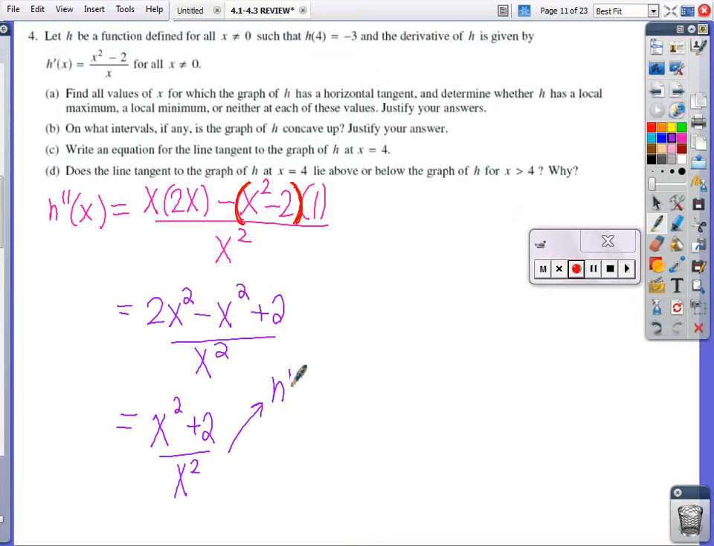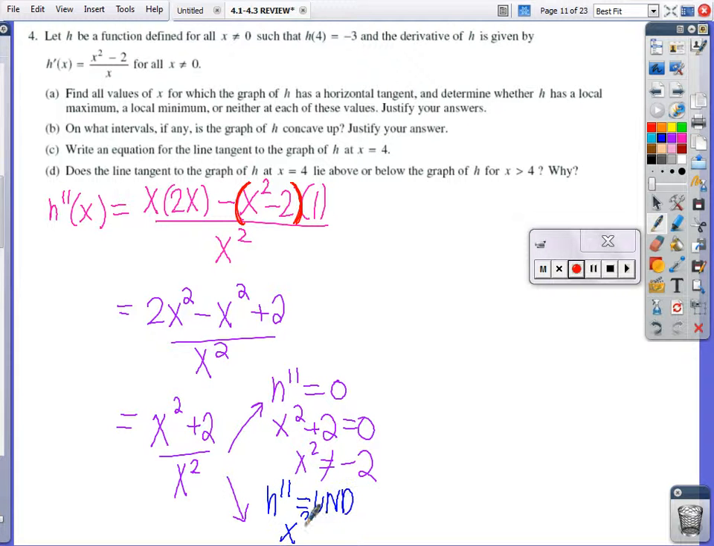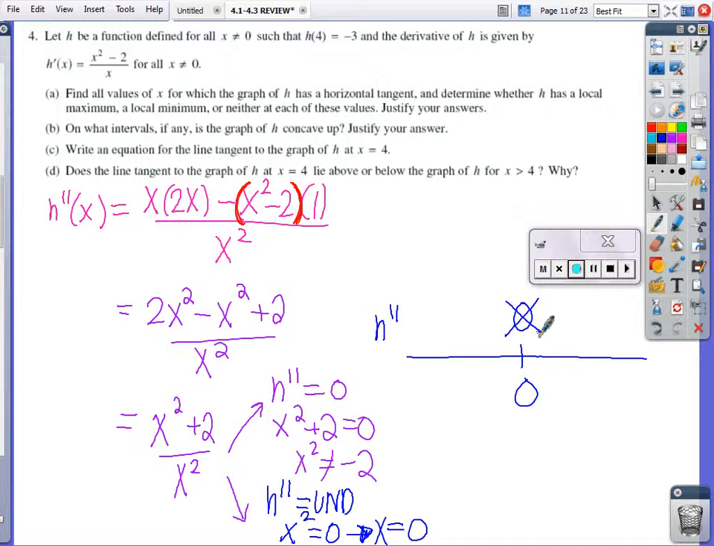I'm going to set h double prime equal to 0 and get that x squared plus 2 equals 0. X squared equals negative 2, but that can't happen. And then we are going to set h double prime equal to undefined, and we do that by setting the denominator equal to 0. So the only value we get for our sign chart is x equal to 0. So we end up putting this on our sign chart, h double prime. We only get 0, but since it's not in the domain, we're going to cross that out.